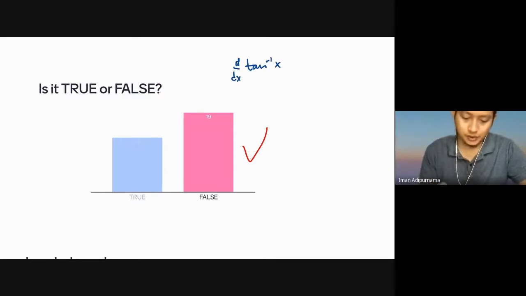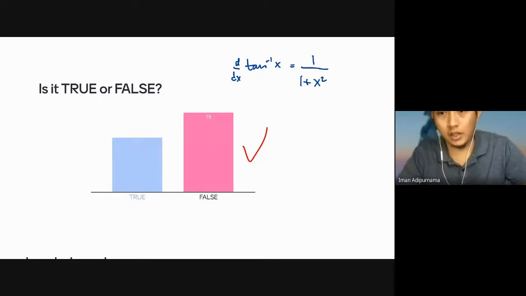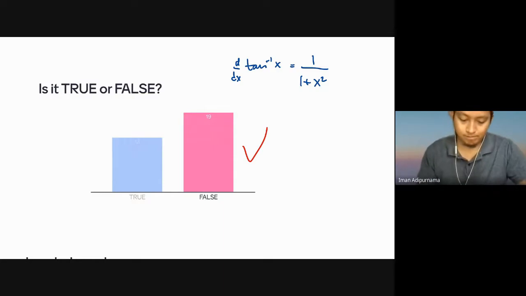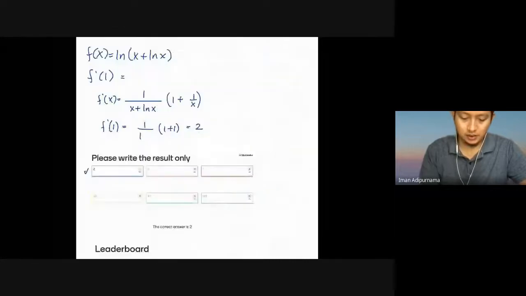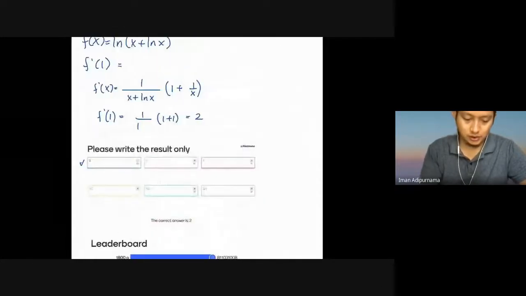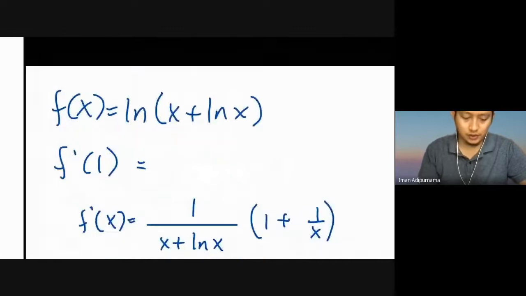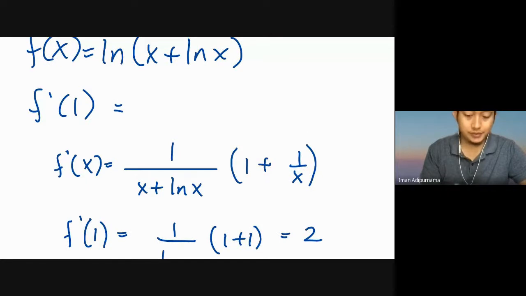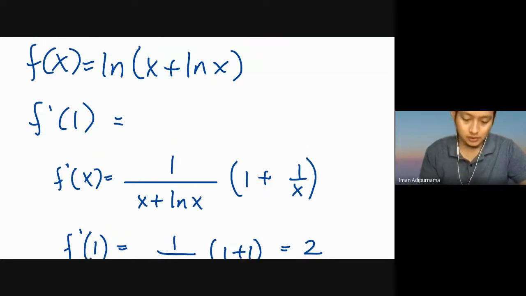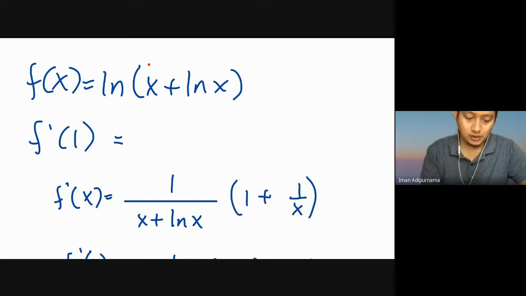So whenever you have the tangent inverse, you can directly take the 1 over 1 plus x squared. Okay. And then the other question, the second question, is you have the functions and you need to evaluate the derivative at x equal 1. So first, finding the derivative, you have ln. And the first thing you need to do is, this is the inside function, right? This is the outside function.